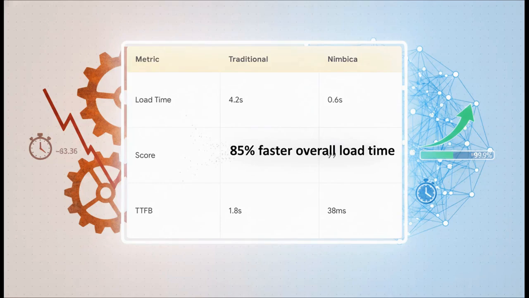The contrast between these two journeys is absolutely brutal. Traditional WordPress yields a 4.2-second load time, a failing score of 45, and a sluggish 1.8-second wait for the first byte. Contrast that with an Edge-powered site, a 0.6-second load time, a near-perfect 99 score, and a snappy 38-millisecond response. You're looking at an 85% faster overall load time simply by changing the underlying architecture.